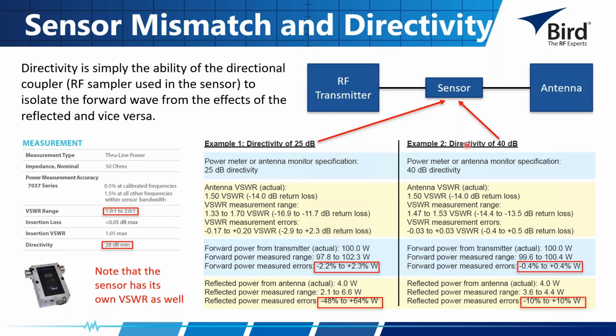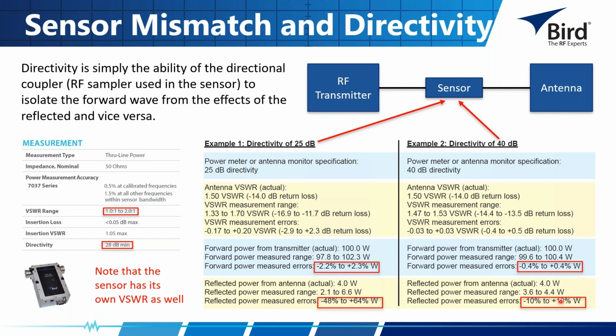So in the case of the directivity a little bit higher at 40 dB, now we can see our VSWR numbers are much tighter. We're looking at 1.47 to 1.53. And now the errors due to this directivity are going to be much tighter, so plus or minus 0.4%, in the case of the reflected power. You've got to keep in mind too, if we're having a small reflection, we're going to have what could be this 4-watt signal versus this giant, almost 100-watt signal that's going on the forward path. So it can be a little bit more difficult to make those types of measurements on the reflected path.